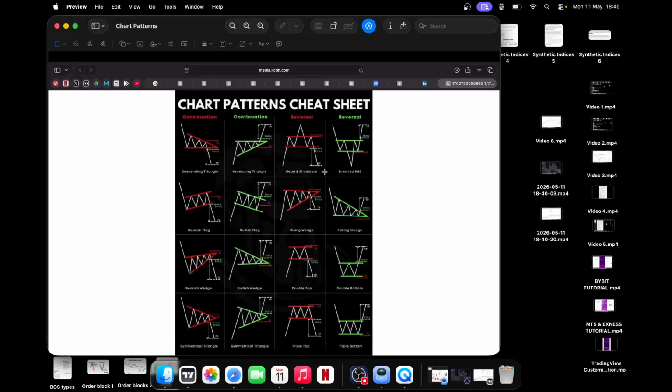Now, what are examples of reversal patterns? When you see a head and shoulders, or an inverse head and shoulders, they are for reversal.